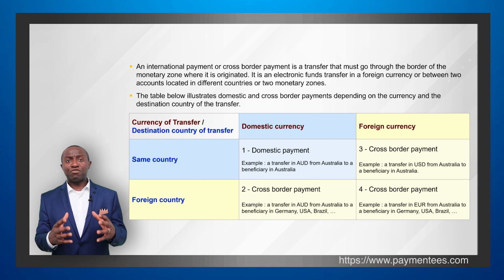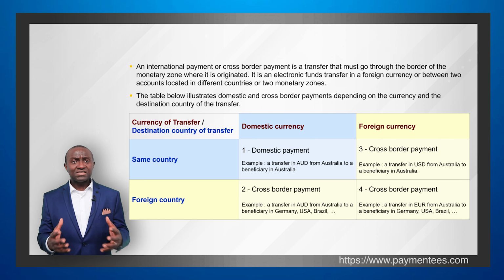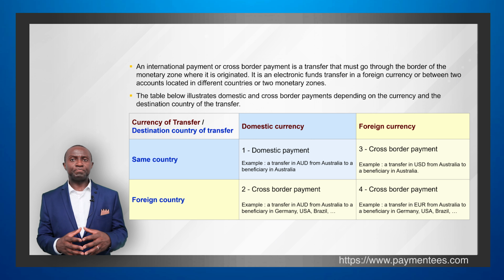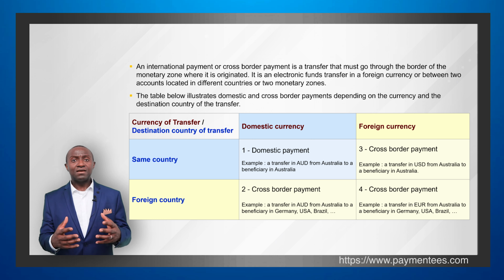If the currency of transfer is a foreign currency and the destination country of transfer is the same country, then it is a cross-border payment. This sounds a bit weird, but the reason is that since the payment involves a foreign currency, a transfer must happen in that foreign country. An example is a transfer in US dollar from Australia to a beneficiary in Australia. That transfer must debit and credit accounts in the USA even if both parties are customers of two banks located in Australia.